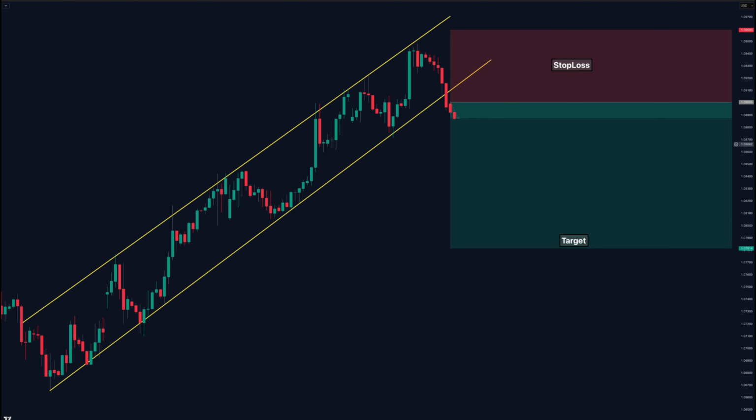For the take profit, we keep it simple. Aim for a target that's double the size of your stop loss. That gives us a solid 1 to 2 risk to reward setup. And just like that, the price moves in our favor and smashes the target. A clean trendline break on the 4-hour chart.